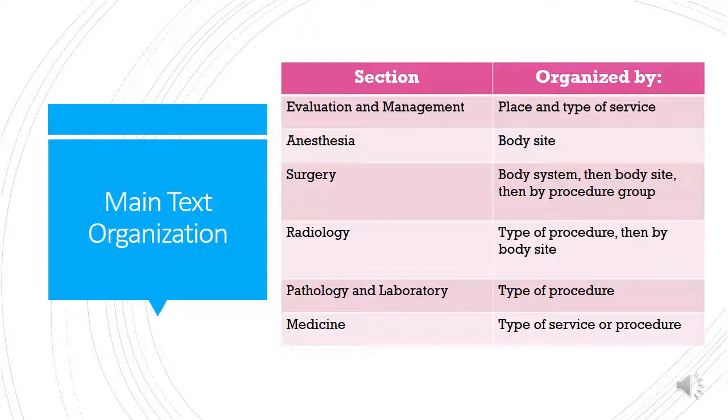The next section of the CPT main text contains codes for anesthesia and is arranged by body site. Page through this section. Do you see the main bold term shown by the site of the body? Following the anesthesia section, you will find the surgery section. This is organized by body system, then by body site, and then by the procedure group.